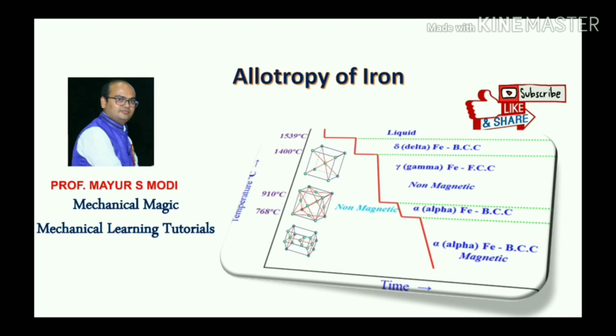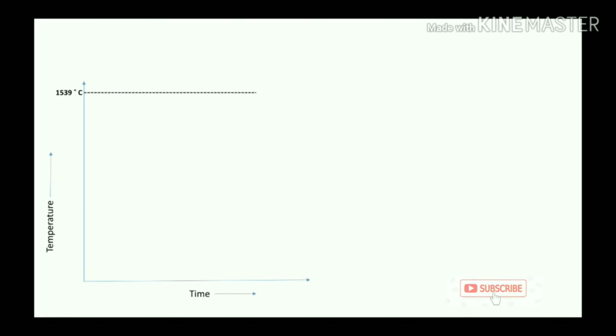So let us start with the allotropy process. First of all, draw the x-axis, which will indicate the time, and the y-axis, which will indicate the temperature in degrees centigrade. We are discussing the allotropy of iron, so mark the melting point of iron. From higher temperature to room temperature, how does iron change its structure, or you can say its different phases?